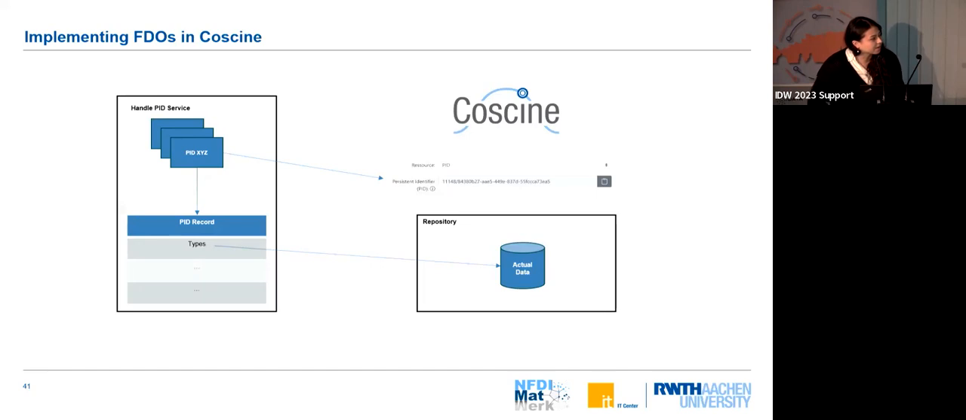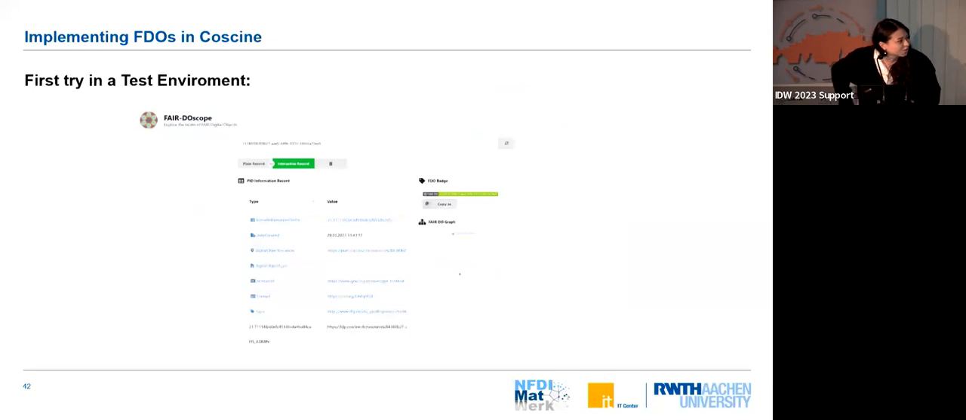When we're creating a resource, every time also a PID will be created. And so that's the first step. And while we're creating a PID, I also add a PID record with certain types that I got from the RDA recommendation. And these kind of types are pointing to the actual data. So, for example, the file. And the file, of course, lies in the resource. So this is what I did there.